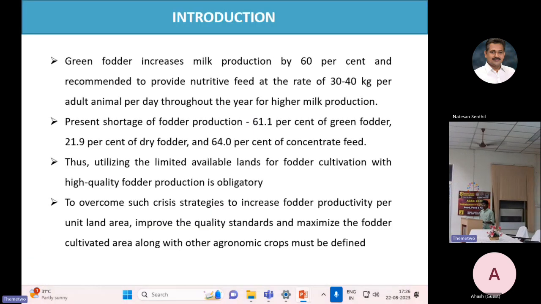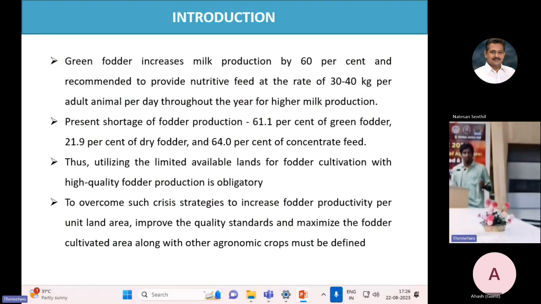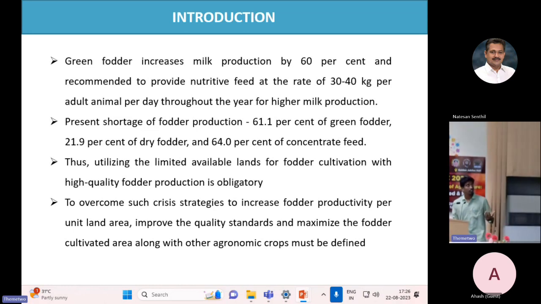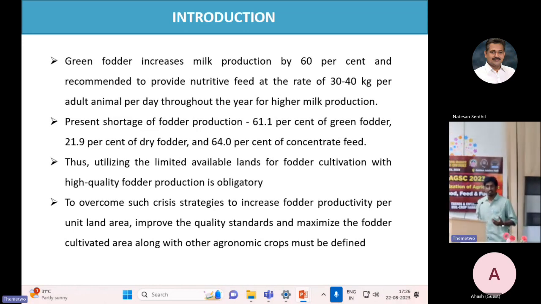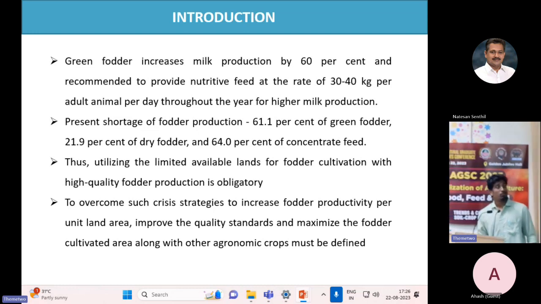First, generally we all know livestock consume both dry fodders and green fodders. Green fodder consumed is about one third of the body weight, and it increases milk production by about 60%. Milk producing animals will consume about 30 to 40 kg of green fodder per day per animal throughout their milk production days for higher milk production.